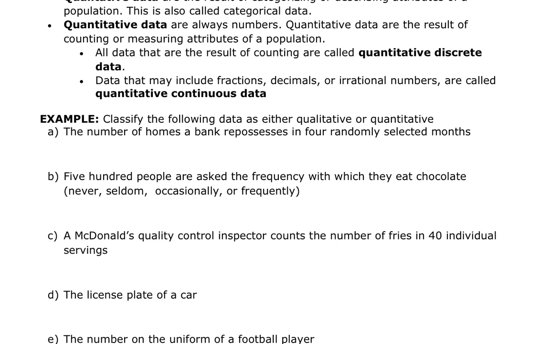500 people were asked the frequency in which they ate chocolate: never, seldom, occasionally, or frequently. This is qualitative. Their answers are not anything that we can count. We could assign a 0 to never, but it wouldn't be 0.1. It'd be never, seldom, occasionally, frequently. This is qualitative data.